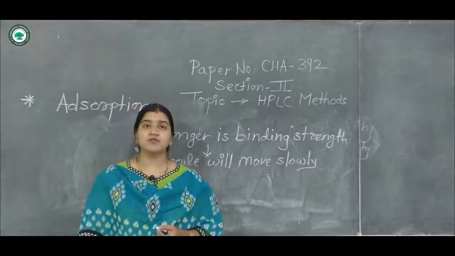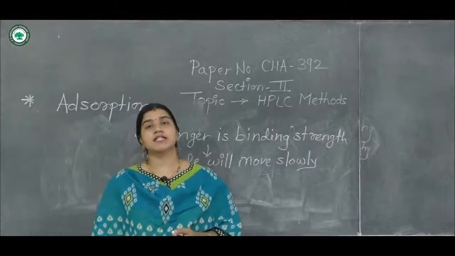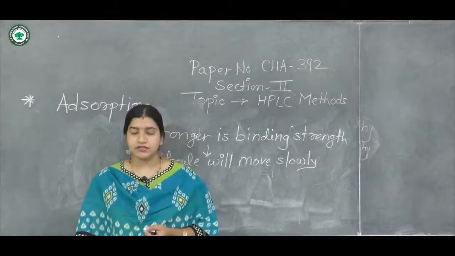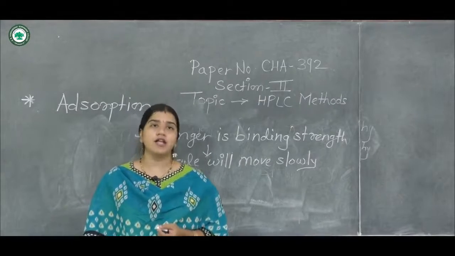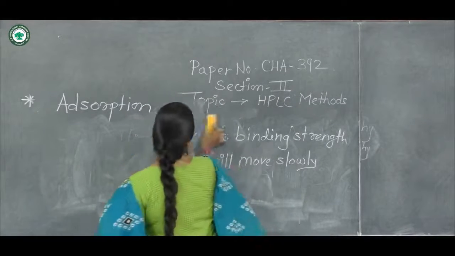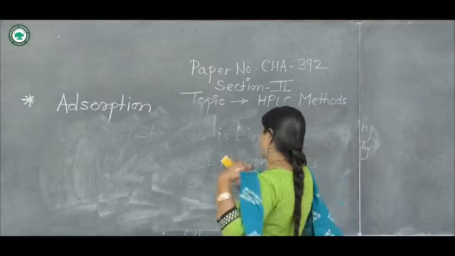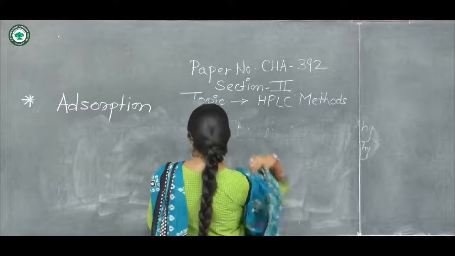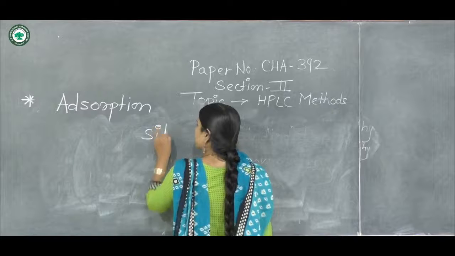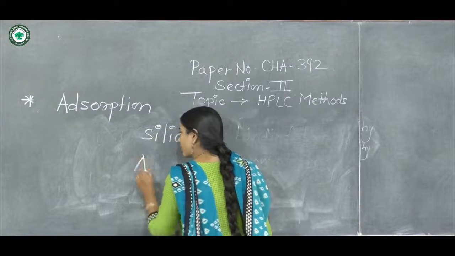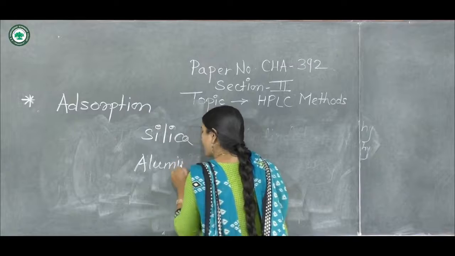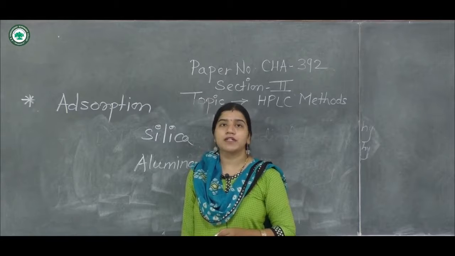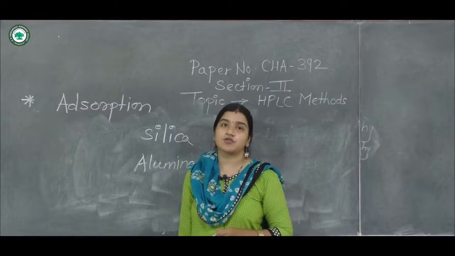Now coming to adsorption chromatography, what are the stationary phases commonly used? The most commonly used stationary phases are either silica or alumina. So silica or alumina are the most commonly used stationary phases in adsorption chromatography.